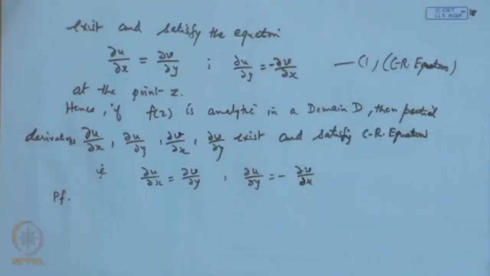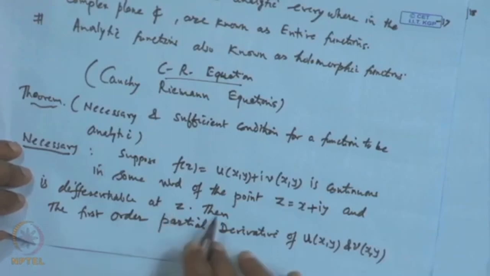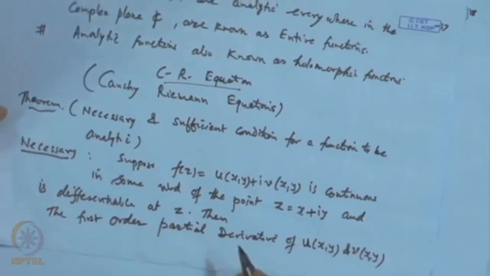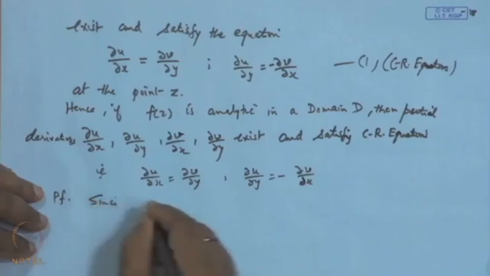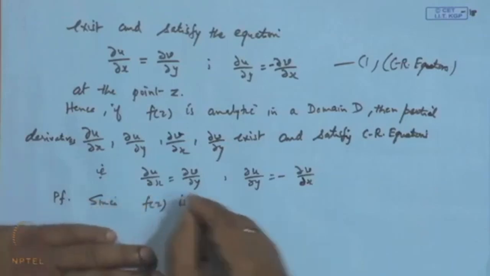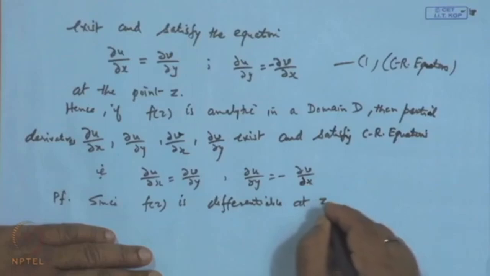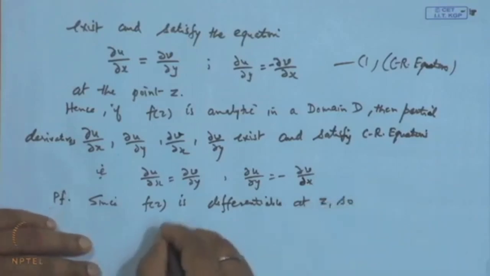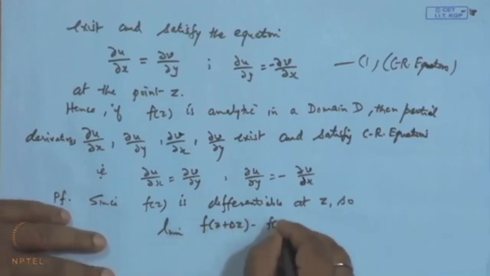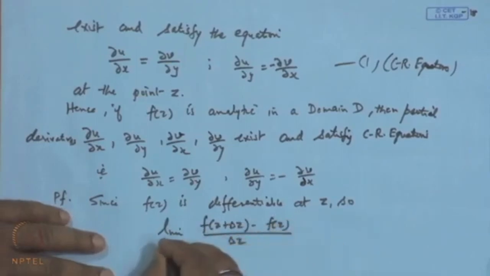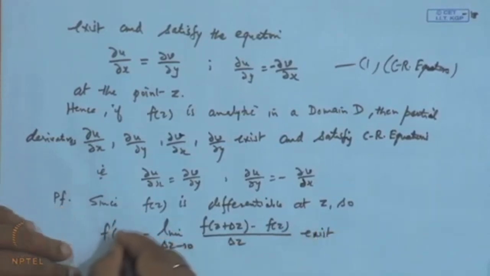Now what is given is that the function is differentiable. So it means the derivative f prime z exists. So the limit of f of z plus delta z minus f of z, divided by delta z, exists. Since the function f z is differentiable at a point z, the limit as delta z tends to 0 exists, and the value we write as f prime z.